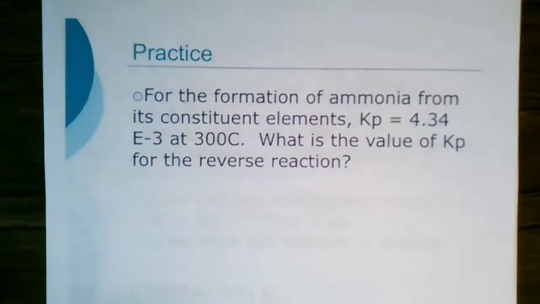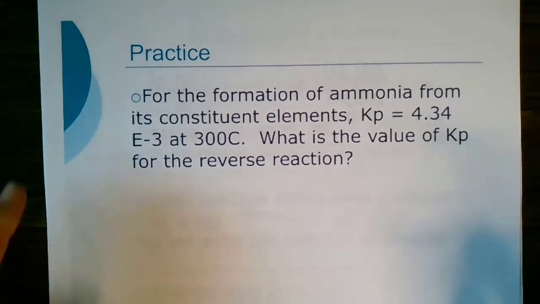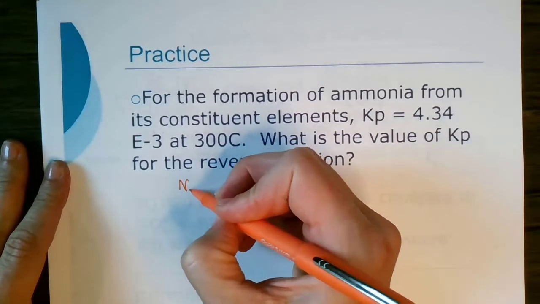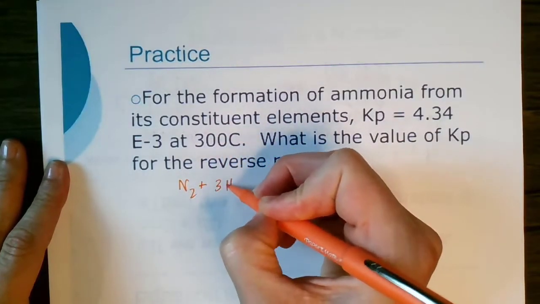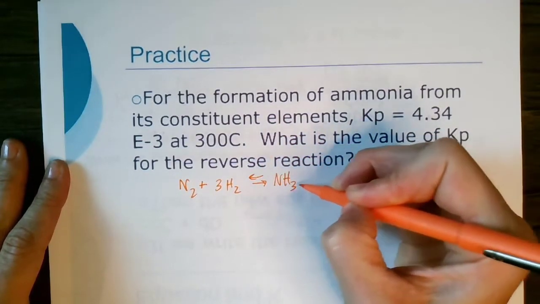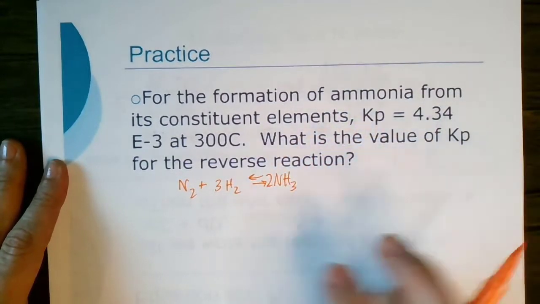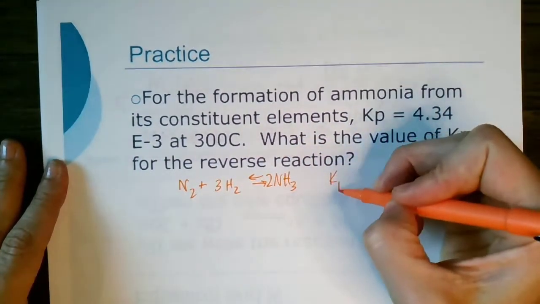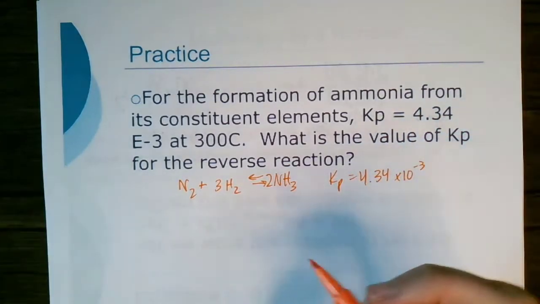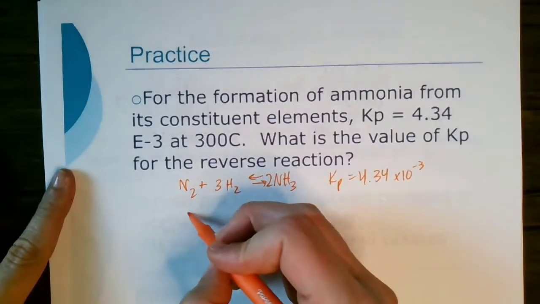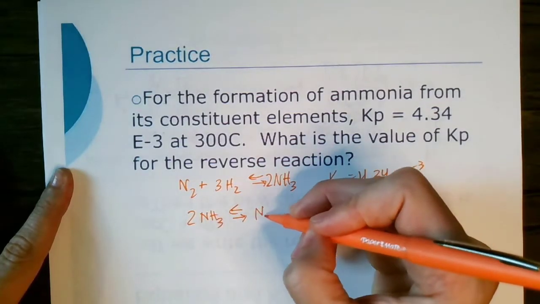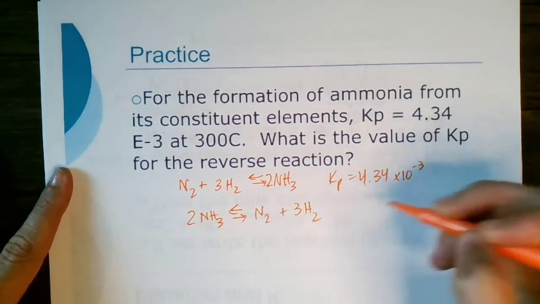So let's look at this example from a couple of examples ago. We looked at the formation of ammonia from its elements. So we had N2 and hydrogen gas creating NH3, now two of them. Now, what if we flipped this reaction? We're told that the Kp value is 4.34 times 10 to the negative third. If I just flip this reaction, so let's say that I started with 2 NH3, and it's going to decompose into N2 plus 3 H2s, what happens to this Kp?